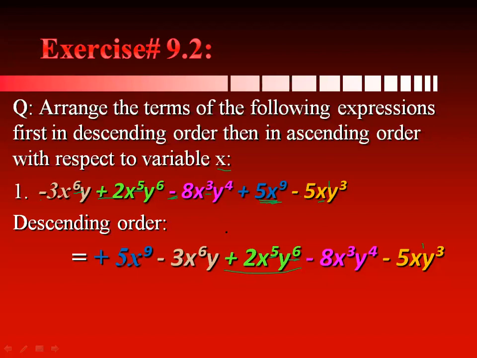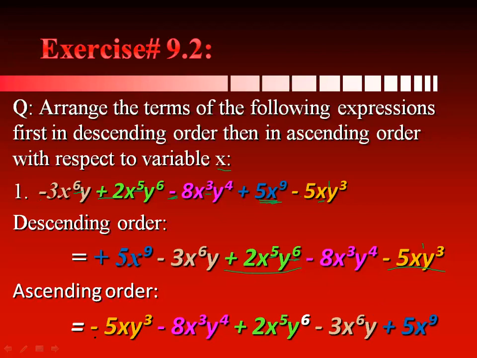Okay. Now, for ascending order, you will simply reverse the order of this descending order. So start from this one, but you will write minus here. So you will write minus 5xy cube. Here the power of x is 1. Then you will write this one, minus 8x3y4. Then this one, plus 2x5y6. Then minus 3x6y, and the last one is plus 5x9.